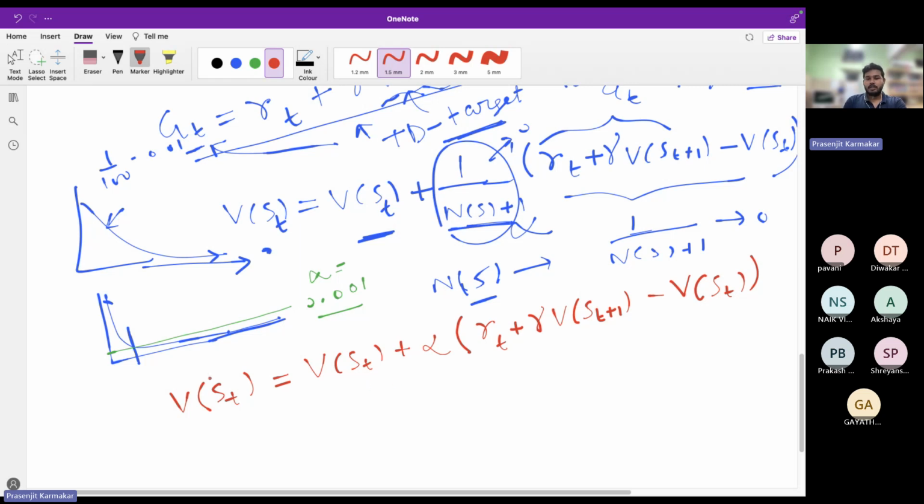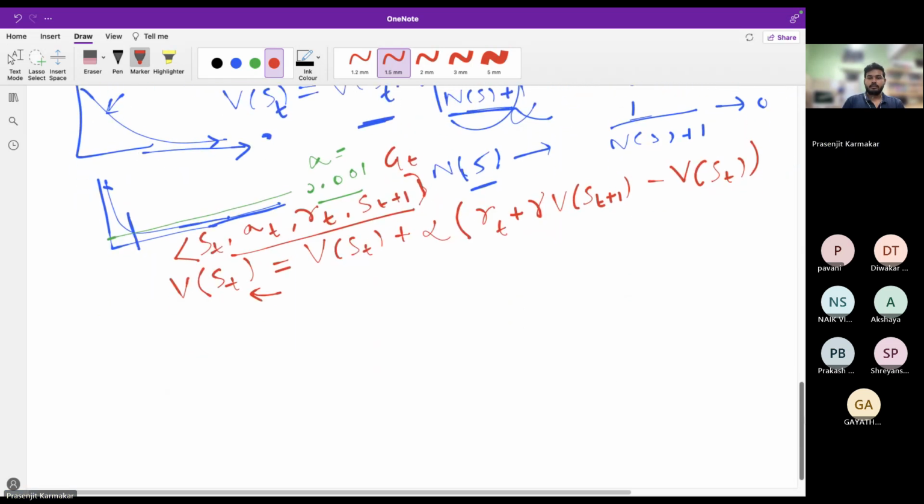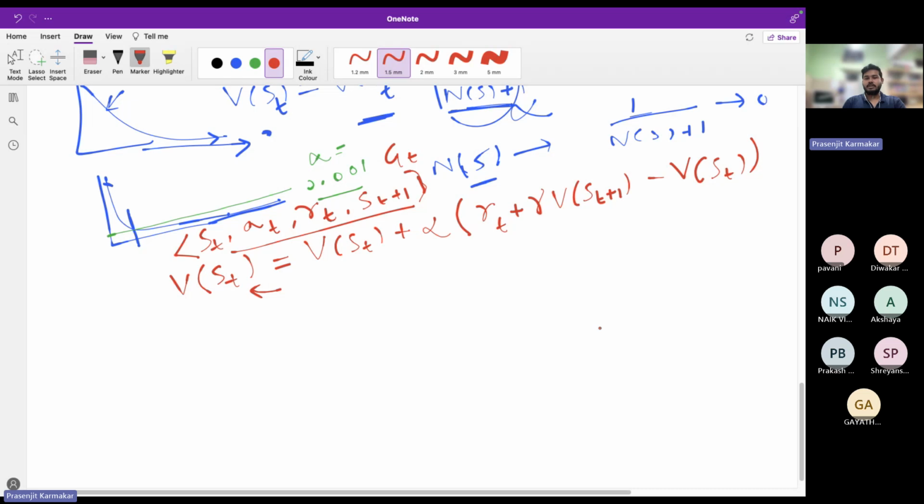I can do this update as soon as I see S_t, I take some action A_t, I get some reward R_t and I transition to S_{t+1}. As soon as I see this transition, I can update my value function representation immediately. I don't have to store the entire trajectory. I don't even have to compute the return G_t, which is computationally expensive. So this is called TD learning.